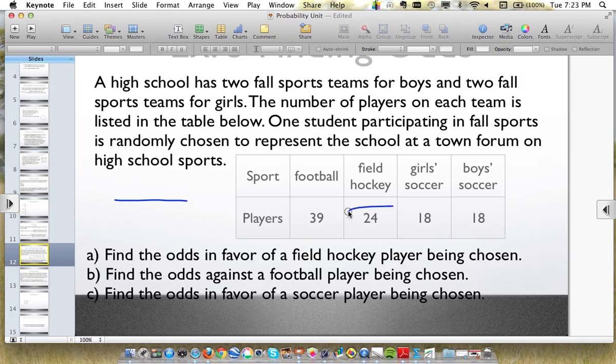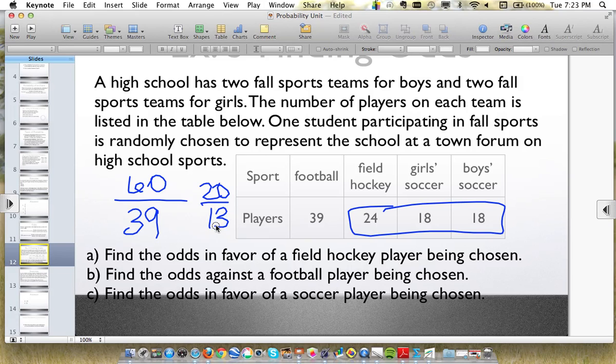So again, these are all the unfavorable outcomes. If one of those people is chosen, that is not a football player. And then 39 would be the number of favorable outcomes, the football player. So again, we need to simplify this. Let's divide by 3, and we end up with 20 over 13. So the odds against the football player being chosen are 20 to 13. So pretty good odds that a football player will not be chosen, since there are more unfavorable outcomes, meaning more non-football players out there than there are football players.